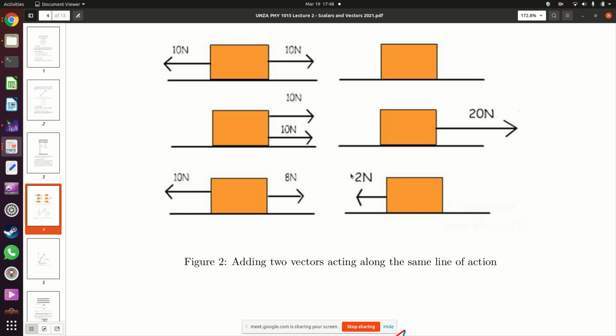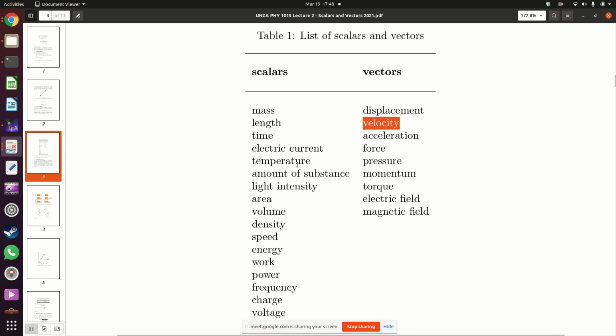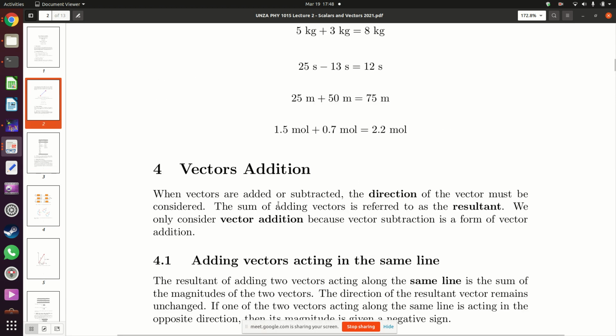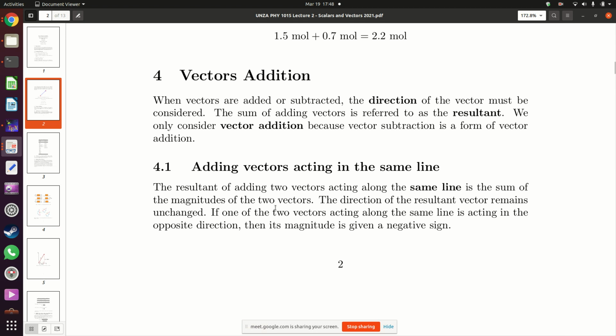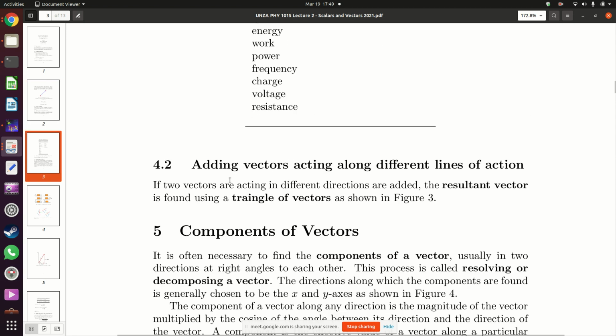Okay. So that's how we add vectors which act in the same line. However, things are not going to be so easy that you're just adding vectors which are acting in the same line. Most definitely, your exam question is not going to come like that. What's going to happen is you're going to have two or three vectors acting along different lines. Your vectors are going to act in different directions. So that's basically what you're going to have.